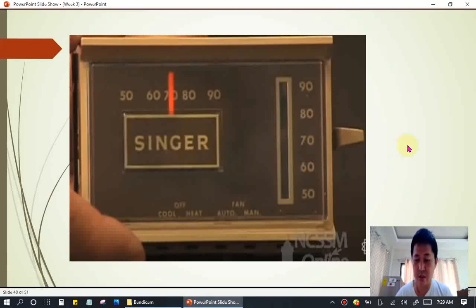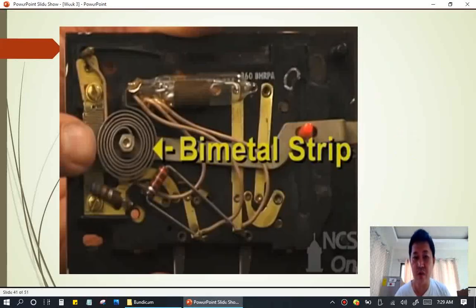So this is inside the thermostat. This thermostat is connected to the linkage, and there is a probe, a sensor here, which is filled with mercury.